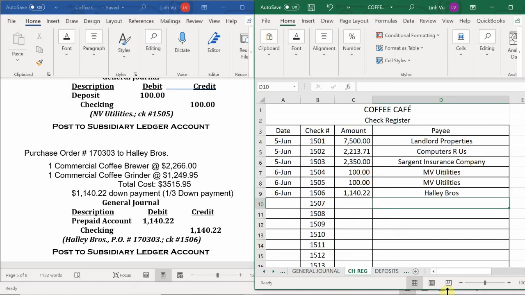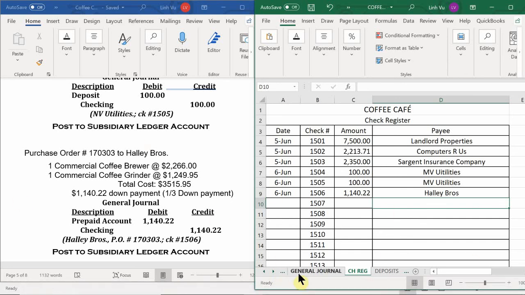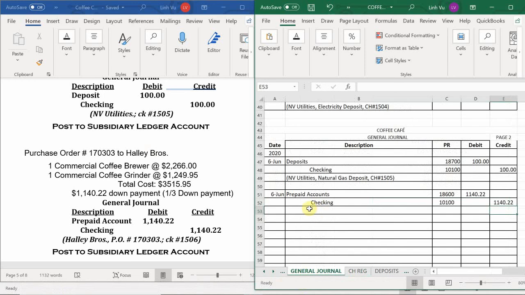Okay. So now that I wrote that in there, I can proceed with the rest of my journal entry because I want to keep a good track record of why I made a prepayment, and why I wrote a check out, and what check number I wrote out. So in this case, who was the vendor I wrote the check out to? The Hallie Bros.